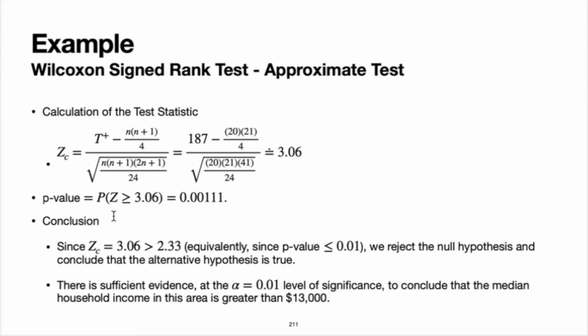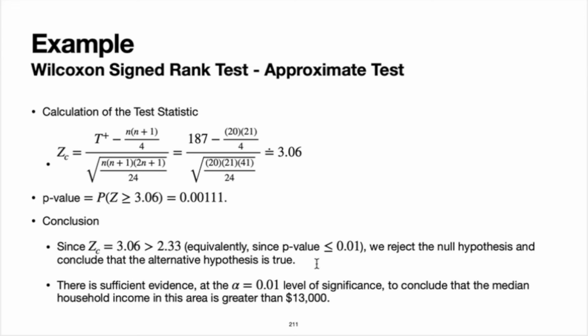And from the standard normal table, that probability is 0.00111. And so using either the test statistic and the critical point approach or the p-value approach, we draw the same conclusion. Since 3.06 is greater than 2.33, or equivalently, since the p-value is less than or equal to 0.01, we reject the null hypothesis and conclude that the alternative hypothesis is true.